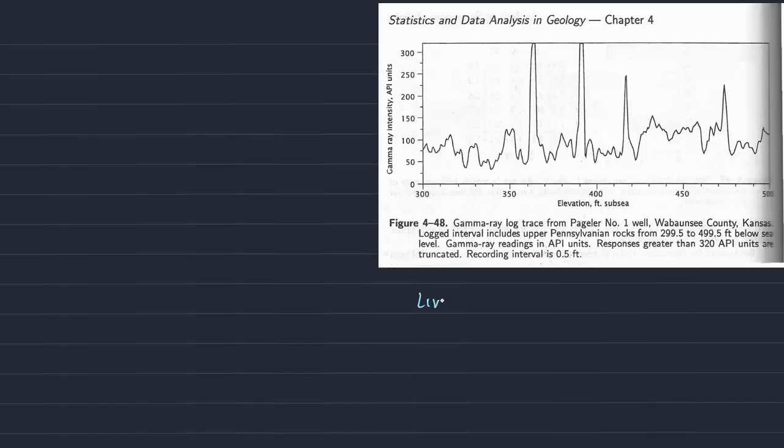So again, we have limestones associated with low gamma radiation, and shale associated with high gamma radiation.